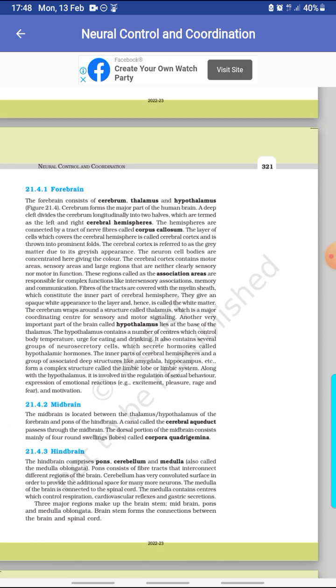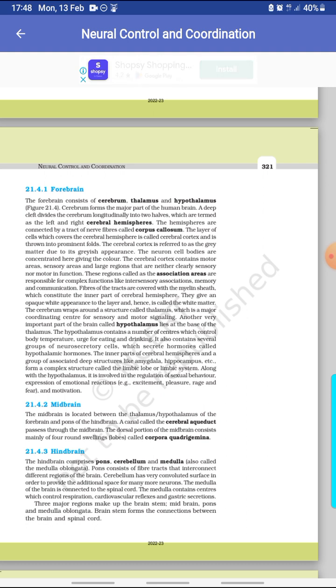Forebrain. The forebrain consists of cerebrum, thalamus, and hypothalamus. Cerebrum forms a major part of the human brain. A deep cleft divides the cerebrum longitudinally into two halves, which are termed as the left and right cerebral hemispheres. The hemispheres are connected by the tract of nerve fibers called corpus callosum.